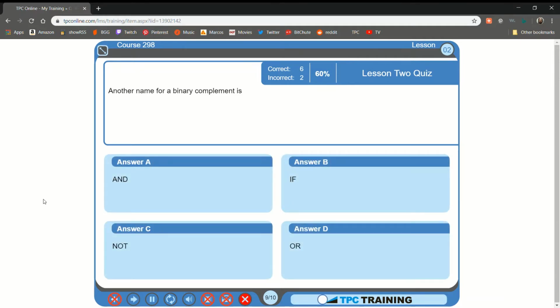Another name for a binary complement is A, and, B, if, C, not, D, or. That is correct. Which of the following can be considered a graphical language? A, basic, B, binary, C, Boolean. That is correct.